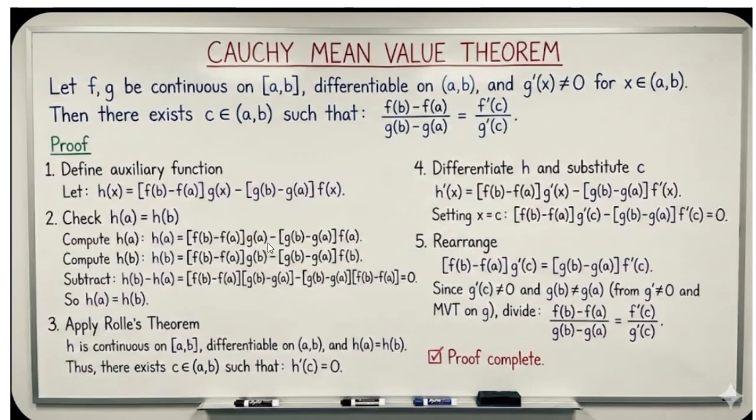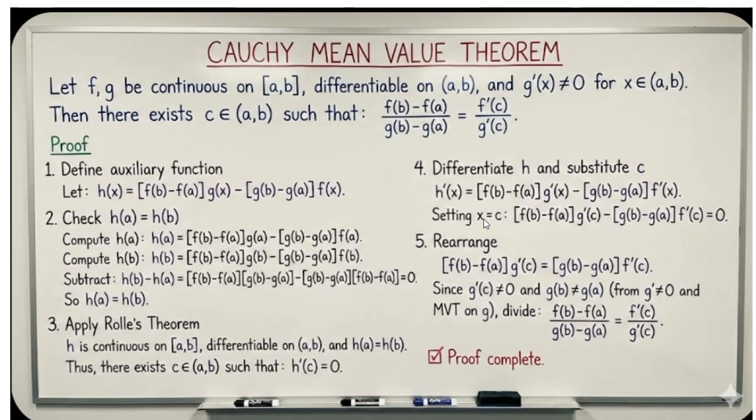For h of a, in the place of x we have to put a, that's all: f of b minus f of a into g of a, and so on. After computation, what happens? h of a is equal to h of b. You can see they are equal. Now, once the function h of x is continuous in a closed interval, differentiable in the open interval, and h of a is equal to h of b, you can apply Rolle's theorem. By that, there exists c such that h dash of c is equal to 0.